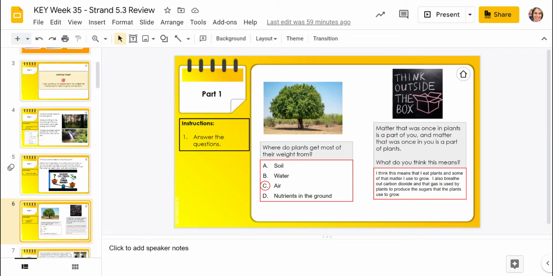Thinking outside the box, matter that was once in plants is a part of you, and matter that was once in you is a part of plants. What do you think this means? Here's what I wrote. I think this means that I eat plants, and some of that matter I use to grow. I also breathe out carbon dioxide, and that gas is used by plants to produce the sugars that the plants use to grow. So, in that sense, there's probably some plant matter in me, and there's some of the matter that I breathed out that the plants are using for their leaves, roots, and stems.